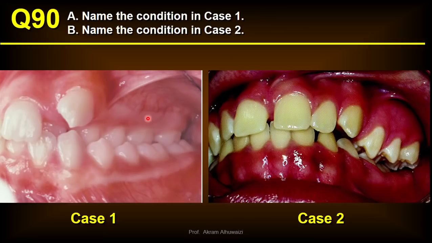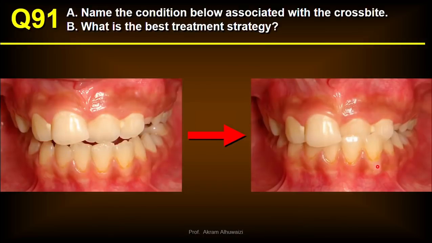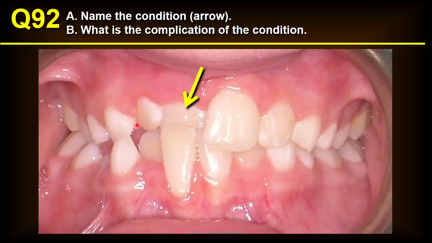Name the condition in case 1. The condition is a buccal crossbite. And here it's a lingual crossbite or a scissor bite. Name the condition below associated with the crossbite. Also, the condition here is similar to that one. It's an anterior mandibular displacement associated with anterior crossbite.